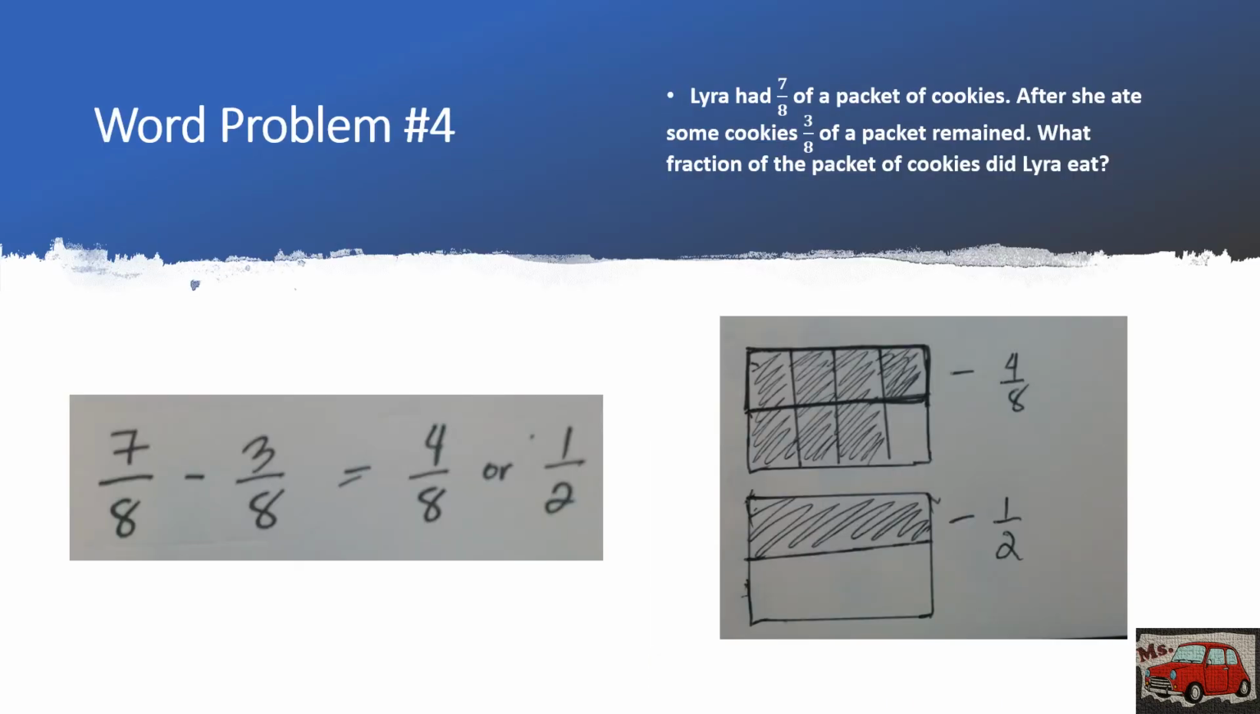Lyra had 7 over 8 of a packet of cookies. After she ate some cookies, 3 over 8 of a packet remained. What fraction of the packet of cookies did Lyra eat?